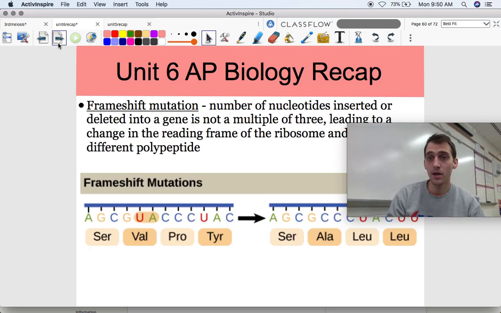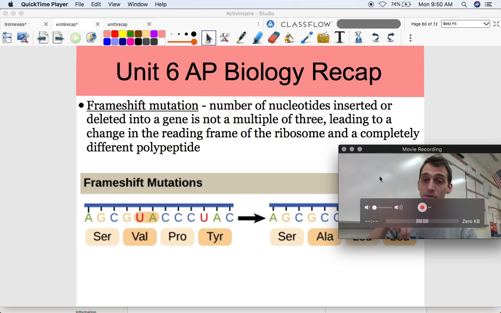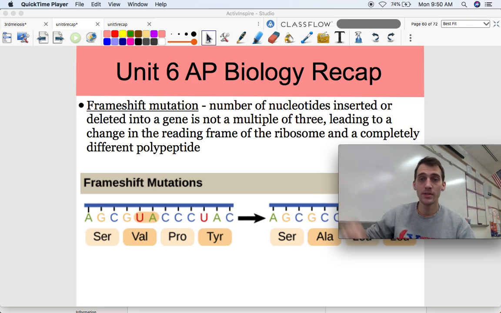Speaking of drastically altering a protein, a frame shift mutation. This is a big one. A number of nucleotides inserted. You can add nucleotides or take them away. Those are also different types of mutations into a gene. Is not a multiple of 3.